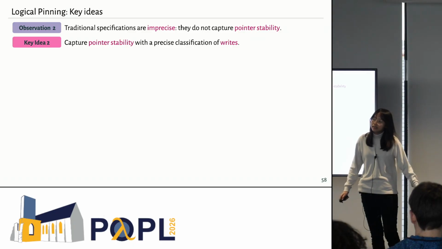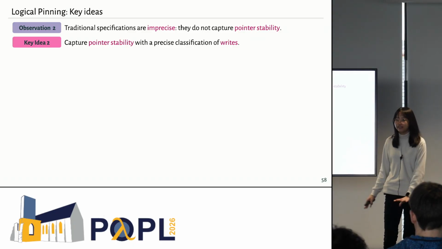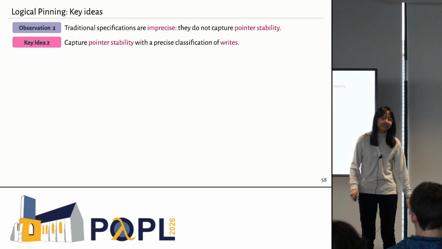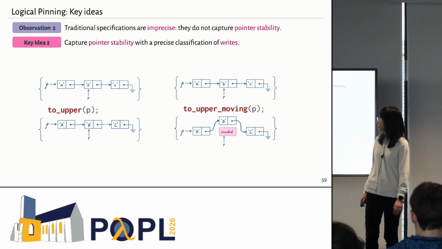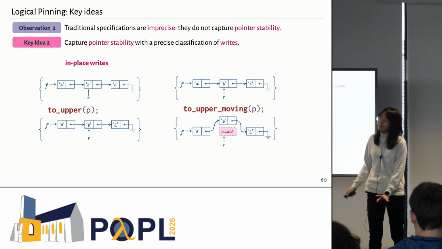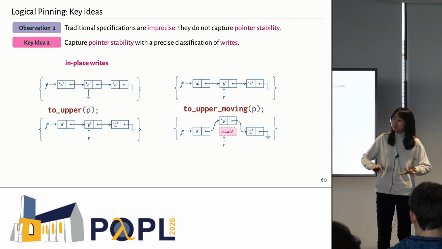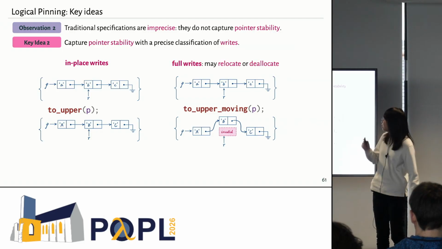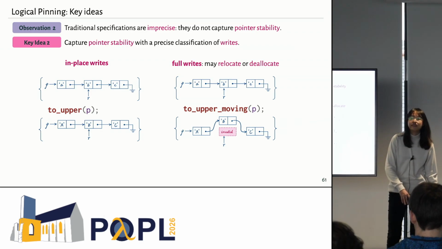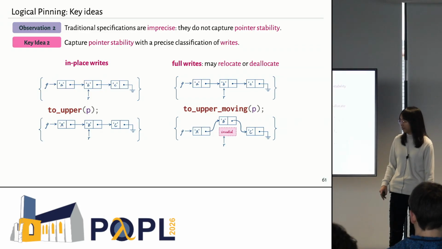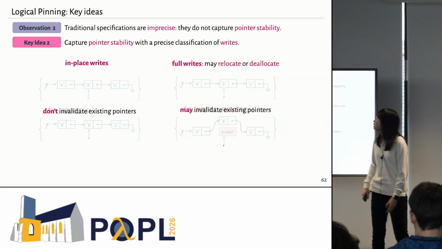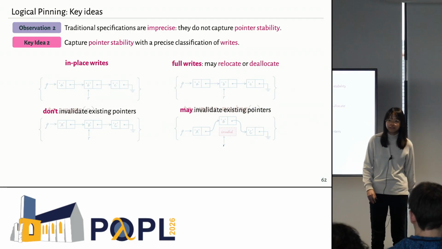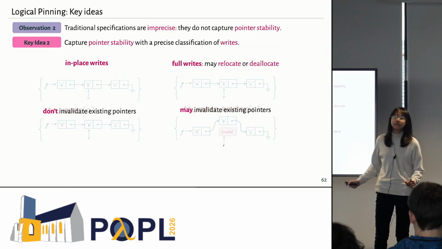So the second key idea is that we can capture pointer stability with a precise classification of writes. We have already seen two different kinds of writes here. The first kind, we call in-place writes, which update the content exactly at their original location. The second kind, we call full writes, which may relocate or deallocate elements. The first kind doesn't invalidate existing pointers, so they preserve pointer stability, while the second kind does not have this guarantee.